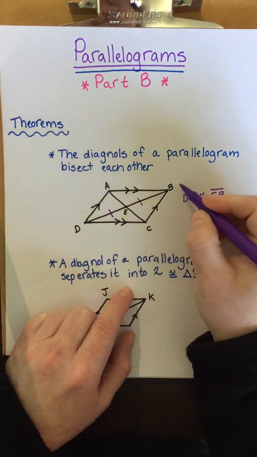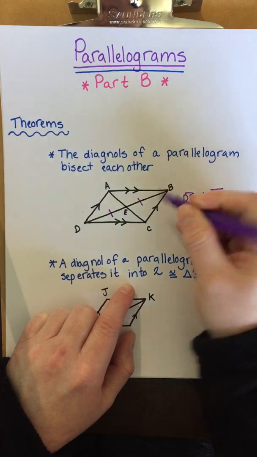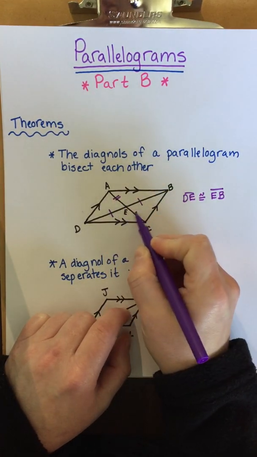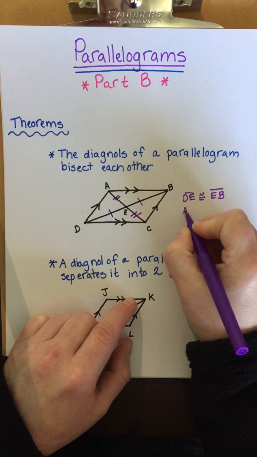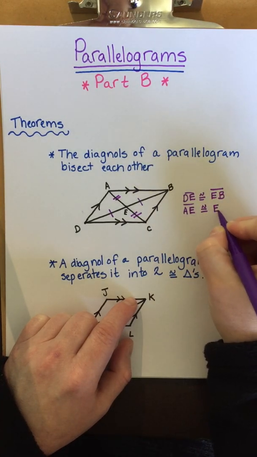All right, and then this diagonal is cutting this diagonal perfectly in half. It's bisecting it. So I know that this segment is congruent to this segment. So I know that AE is congruent to EC.